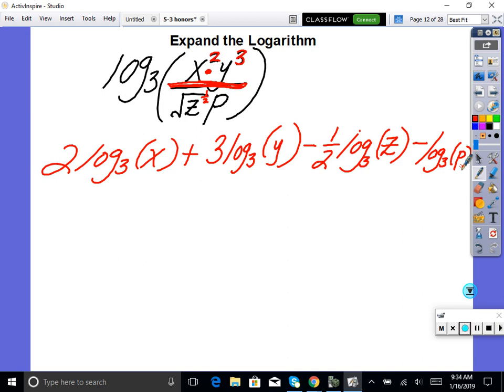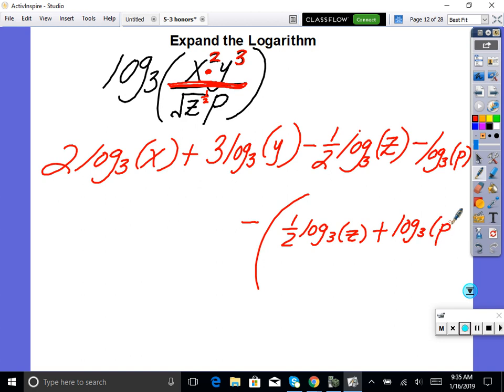So I had somebody ask last hour, can I do minus and then in parentheses have the 1/2 log to the base 3 of z plus log to the base 3 of p? And I said, absolutely. Isn't that exactly what's being created here? A times sign on bottom. The negative flips them both. I just distribute my negative. Anything on bottom gets a negative. Anything that's positive is on top. Does that make sense? Okay, great.